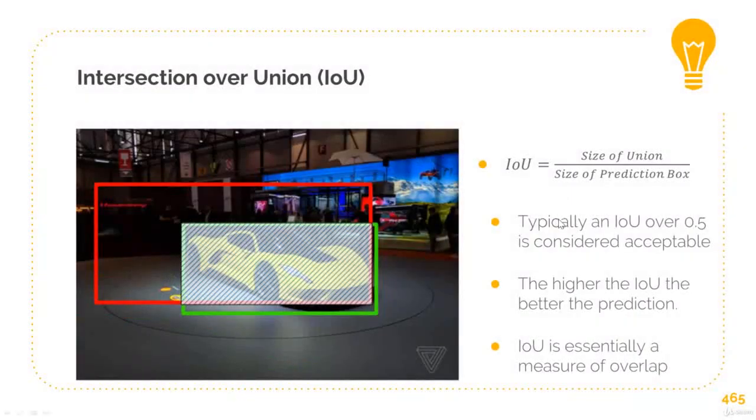Typically, an IOU over 0.5 is considered acceptable, mainly because object detection is very hard to get right, so we have a fairly lenient threshold. Obviously, the higher the IOU, the better the prediction. Essentially, IOU is a measure of overlap, of how good the overlap is.